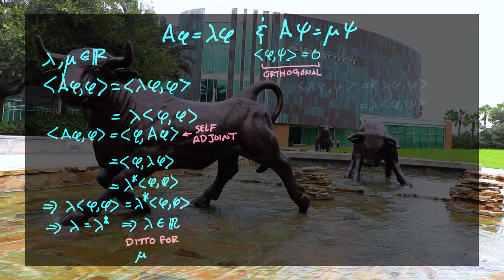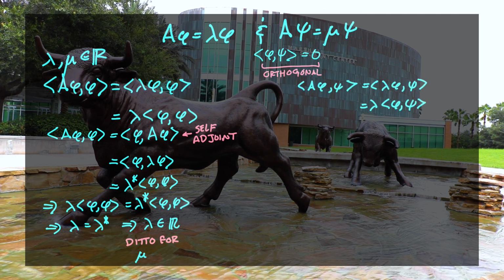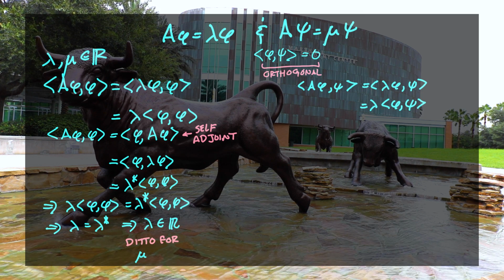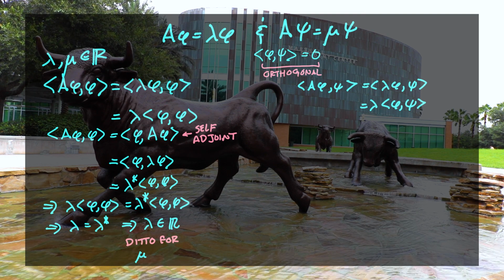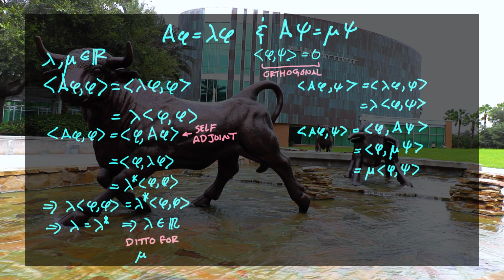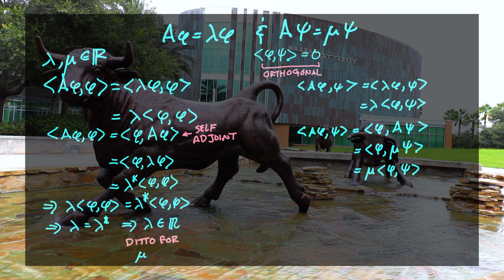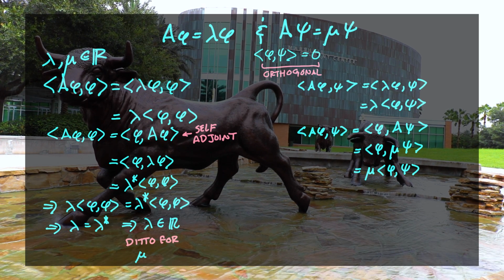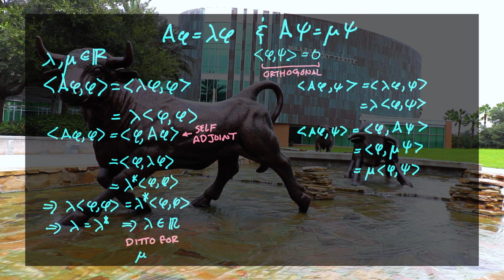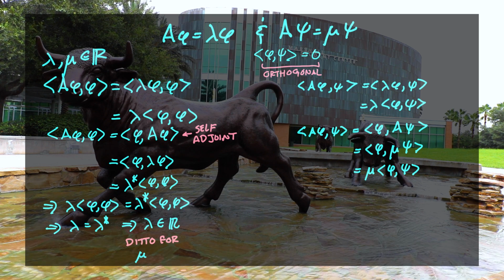Now, as far as the orthogonality between, say, phi and psi, it follows like this. Again, we start with A times phi inner product with psi, and then we use the eigenvalue property, and so we can pull out that lambda, and then we're left with lambda times phi inner product with psi. Now, on the other hand, we can move A to the other side of this inner product, because A is self-adjoint. And so then what we get is that this could also be written as mu times phi inner product with psi. We have that lambda times phi inner product with psi is equal to mu times phi inner product with psi.